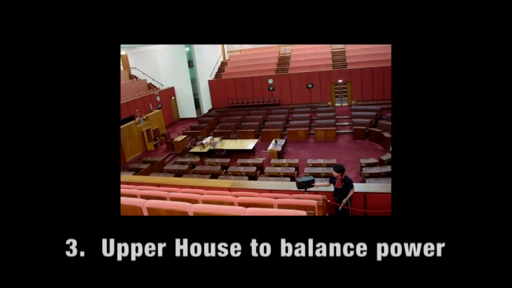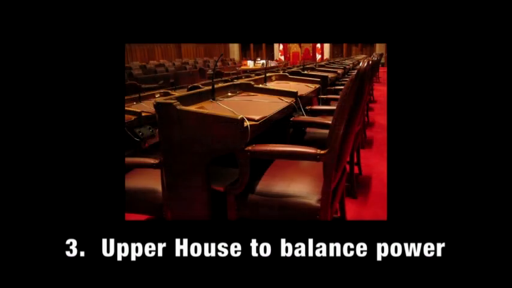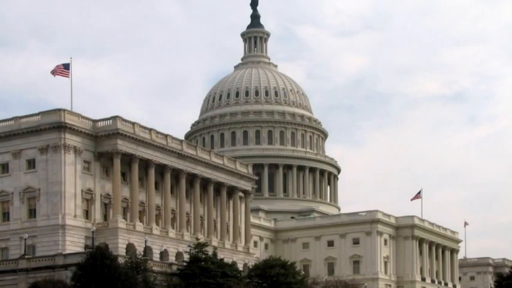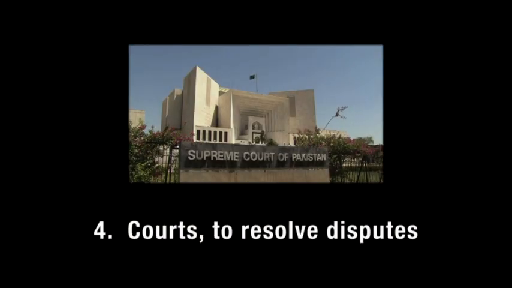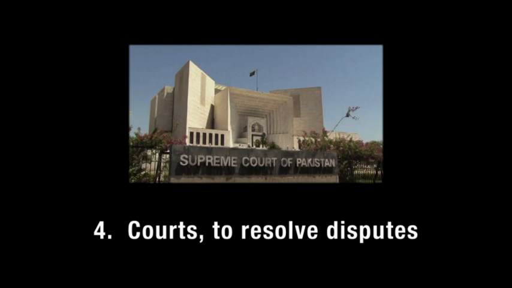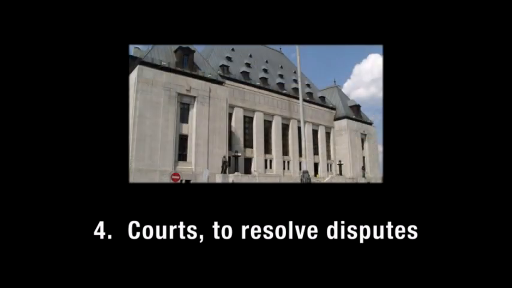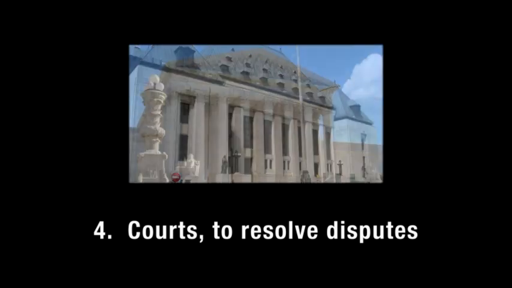Third, federal countries usually have an upper house of the central government, where the constituent units are represented. In Germany, it's called the Bundesrat, and in the United States and many other countries, it's the Senate. Fourth, a federal country normally needs a way of resolving disputes between orders of government. This is often a court, such as the Canadian or United States Supreme Court.